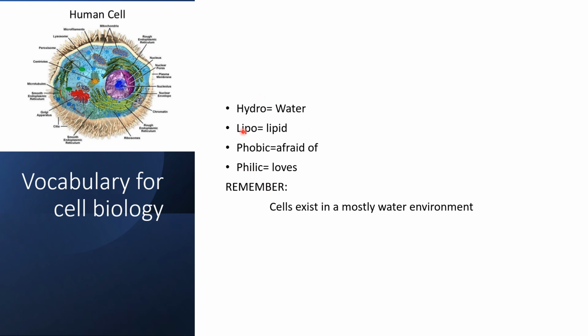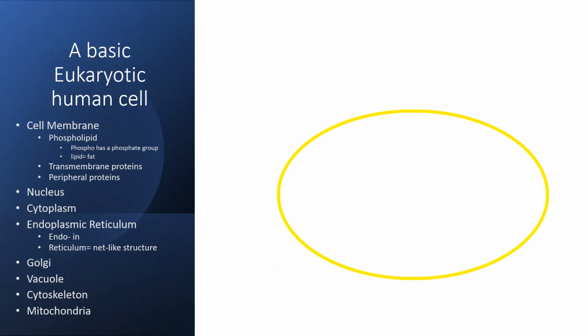And one thing to keep in mind is that cells exist in a mostly aqueous solution. Most of the things that they're in is going to be water. And so let's start talking about the basic eukaryotic human cell. There's a lot of things I'm going to just mention real quick, and I want you to think of what things are. So we have something called a cell membrane.